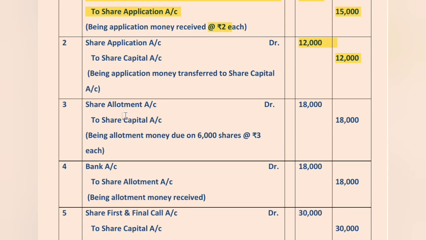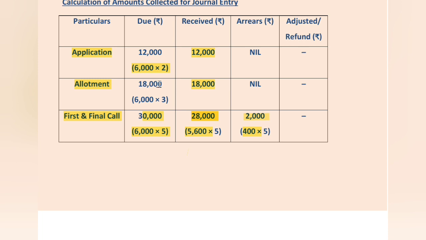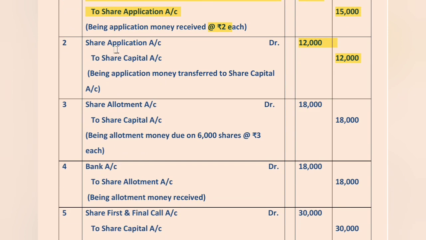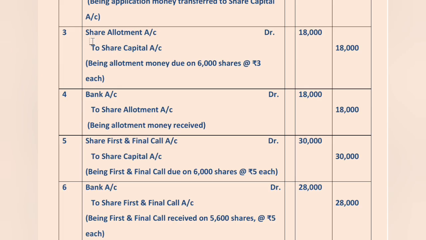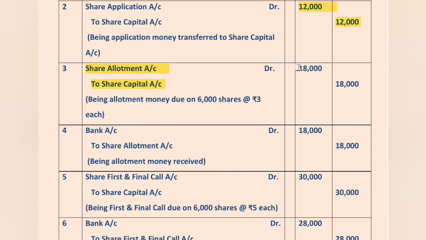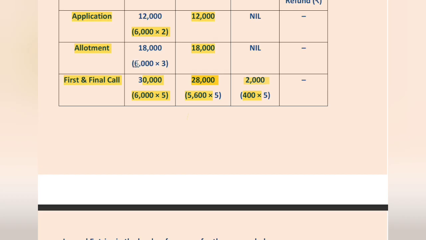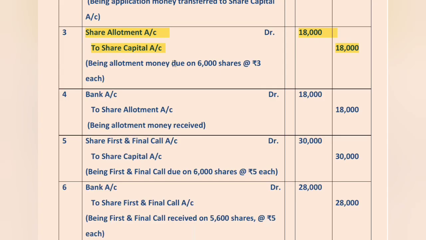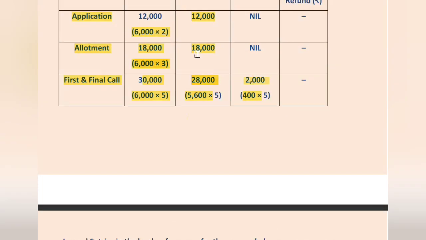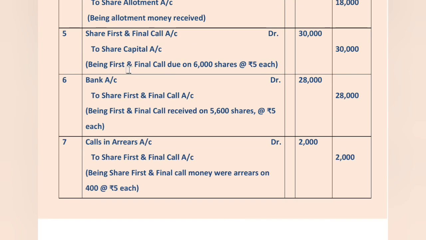Next one, allotment money. See the allotment, how much is due? 18,000 is due. So share allotment account debit to share capital account, 18,000. How to write: being share allotment money due on 6,000 shares at rupees 3 per share, 18,000. Then the entire amount is received because there are no arrears here. Full amount is received.